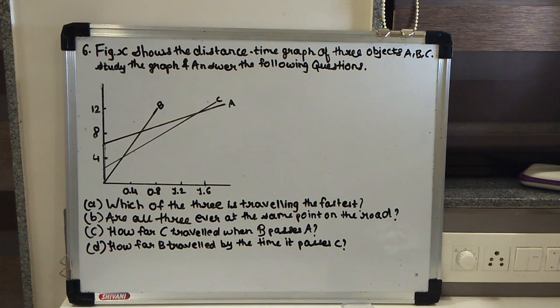Let's see the first one, which is A: Which of the three is traveling the fastest? B: Do all three ever meet at the same point on the road? C: How far has C traveled when B passes A? D: How far has B traveled by the time it passes C? So let us see how to solve.